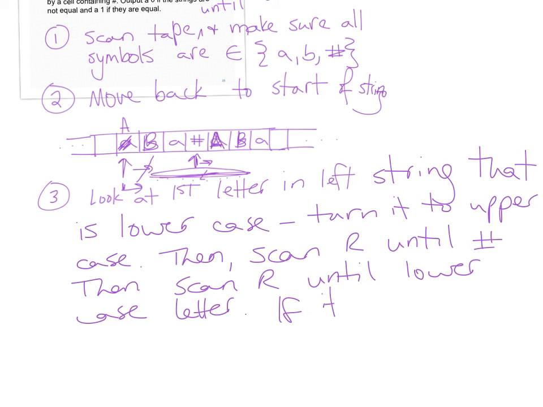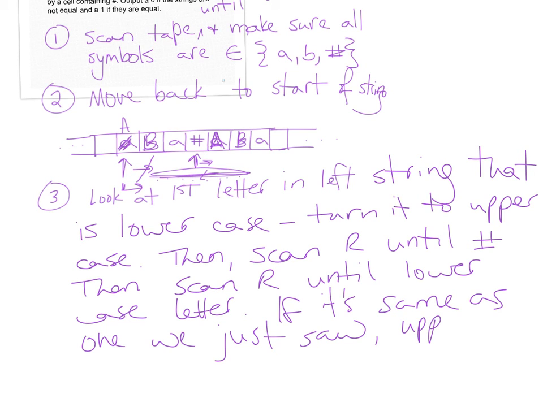And if it's the same as the one we just saw, how do we know that? Well, we're going to have different states. We're going to have a state where I'm scanning right and I just saw an A, so I'm looking for an A, and a different state where I'm scanning right and looking for a B, right? So if it's the same as the one we just saw, turn it into an uppercase. And then I guess we go back to step 3, to the start of step 3.